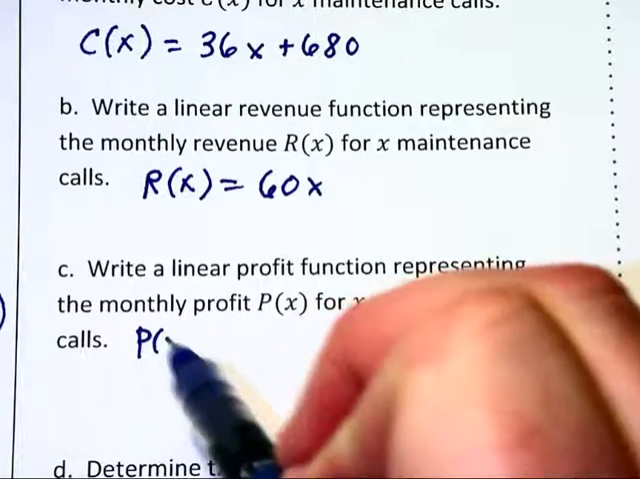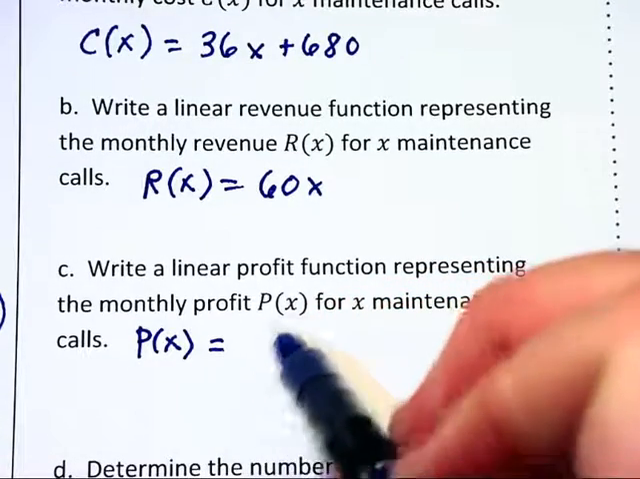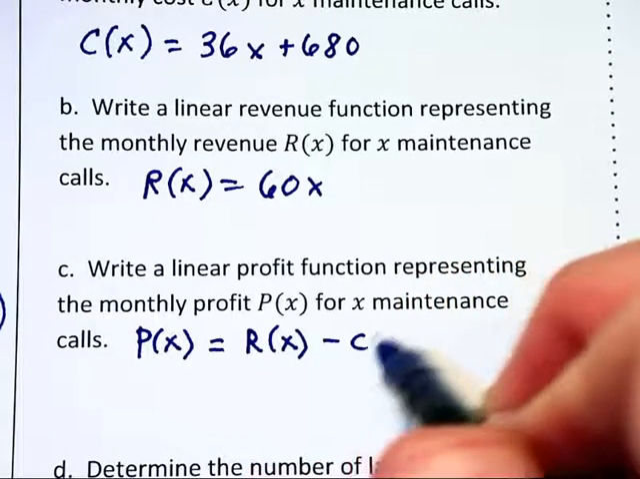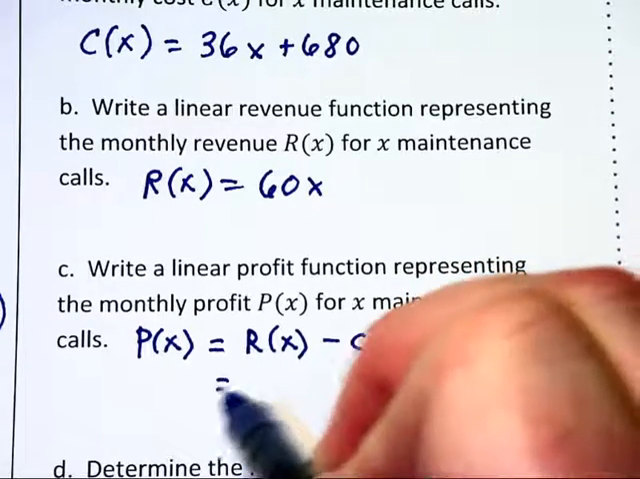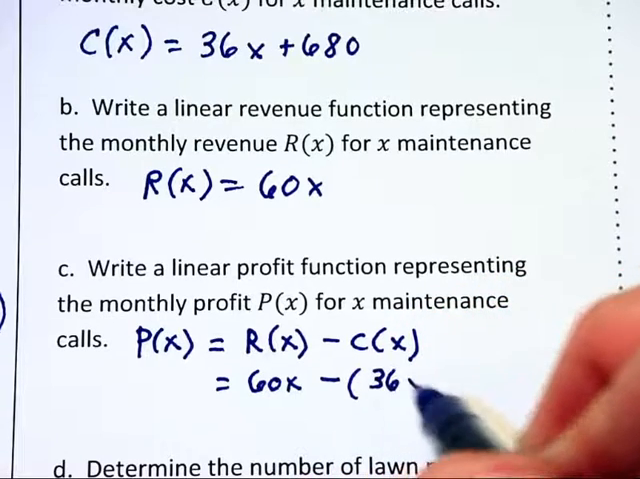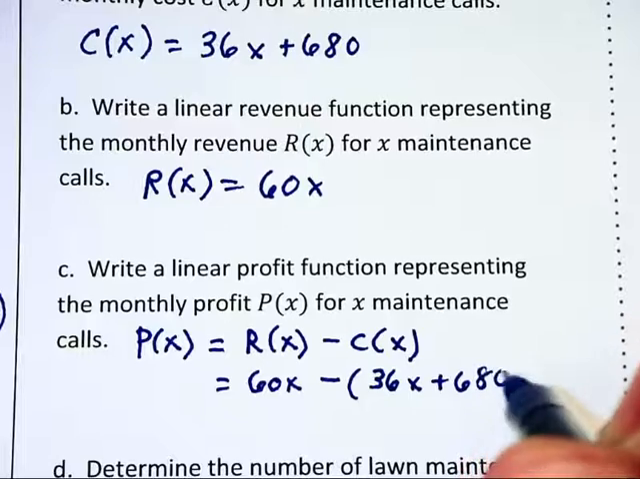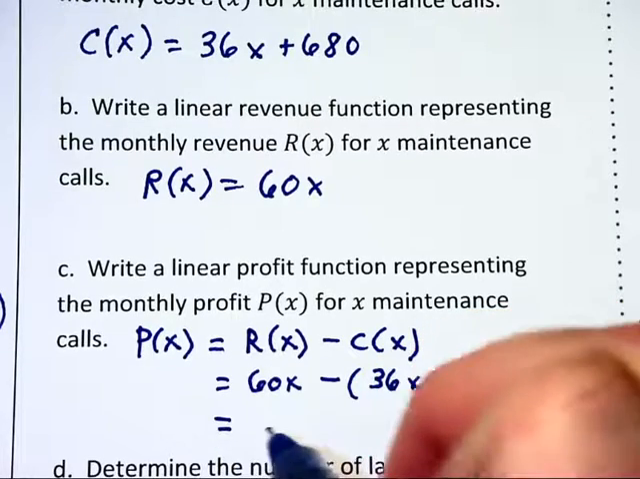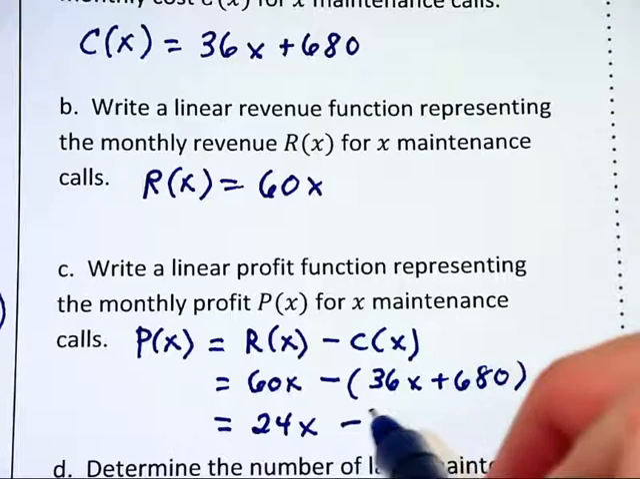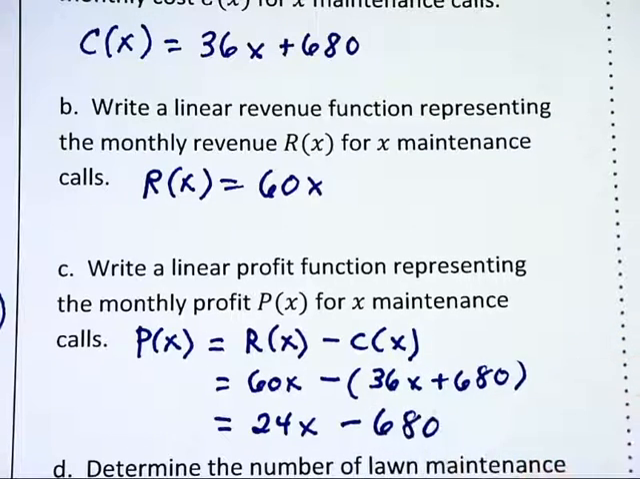Now profit is what's left over when you subtract off your costs. So we're going to have our revenue minus our costs, which will be 60x minus the 36x plus 680 in parentheses, and that will equal 24x, I'm going to distribute the negative, minus 680.